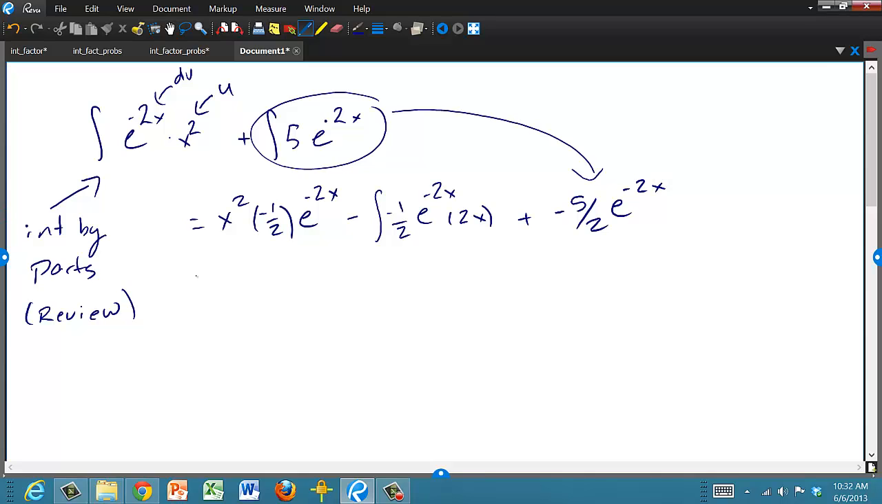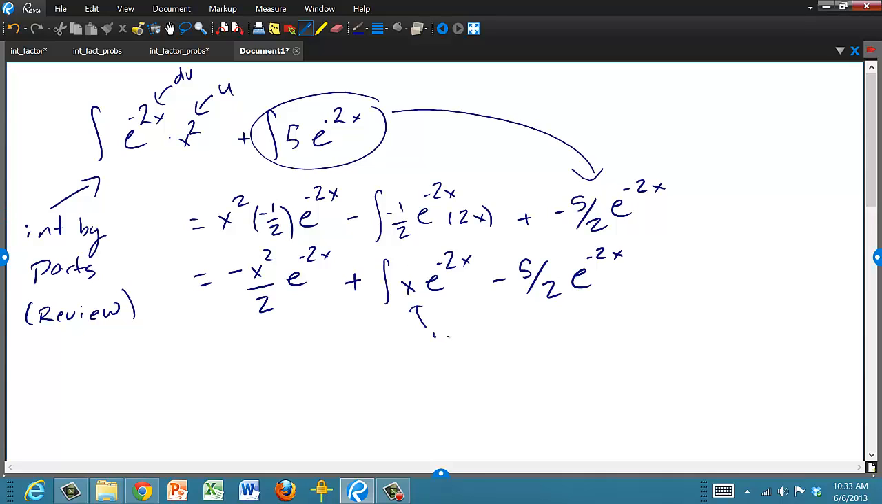So what do we get here? If I simplify this, I get negative x squared over 2 e to the minus 2x, plus an integral of x e to the minus 2x, and then I'll have plus or minus 5/2 e to the minus 2x. Alright, we'll keep going. This integral, again, I'll do by parts.